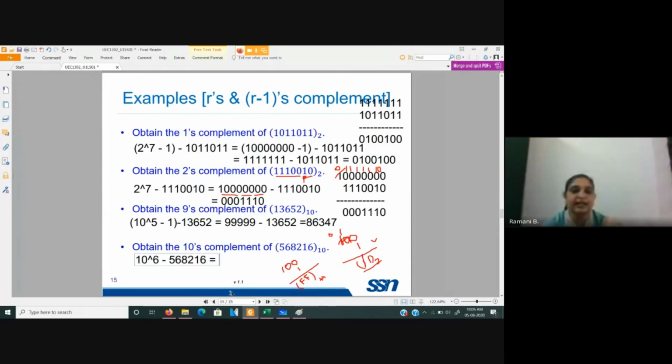So 5 6 8 2 1 6. Now to perform this, here this is 1 followed by 6 zeros minus this. So in short, the rightmost or the least significant bit or value alone you subtract from 10, all others you subtract from 9. So you will have 4 3 1 7 8 4. This will be the tens complement of this number.